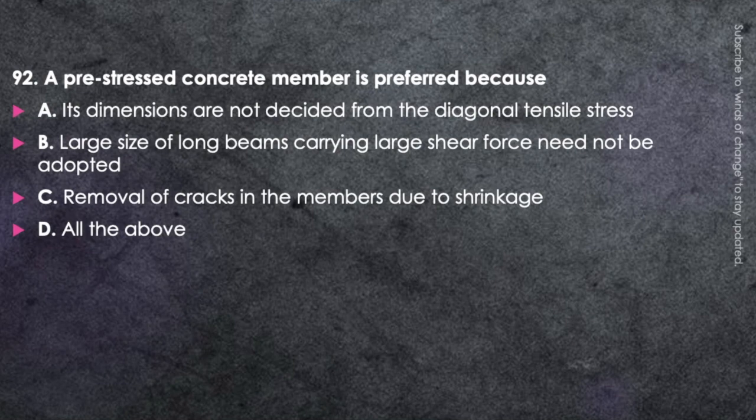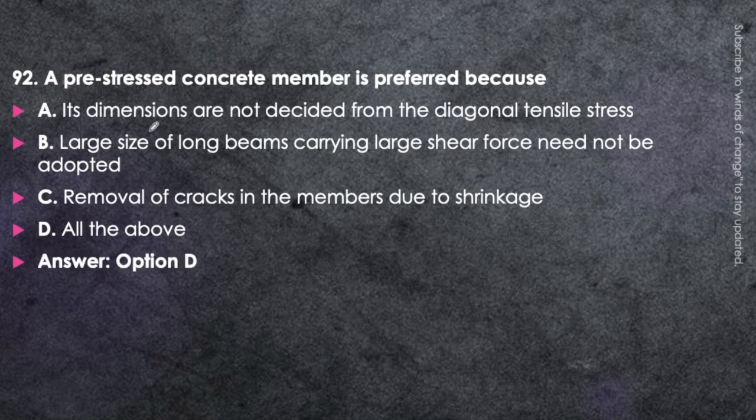Next question. A pre-stressed concrete member is preferred because its dimensions are not decided from the diagonal tensile stress, large size of long beams carrying large shear force need not be adopted, removal of the cracks in the member due to shrinkage, or all of the above. Why do we prefer the pre-stressed concrete member? What are the reasons to prefer it? Just think about it. The answer will be all of the above.